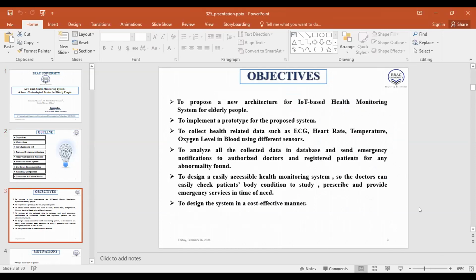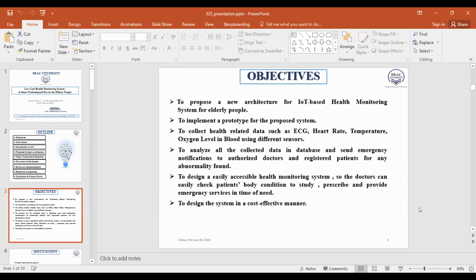The main objectives behind this work are to propose a new architecture for an IoT-based health monitoring system for elderly people, especially in a situation like COVID-19, and to implement a prototype for the proposed system. From this system we can collect health-related data such as ECG, heart rate, temperature, and oxygen level in blood using different wearable sensors.